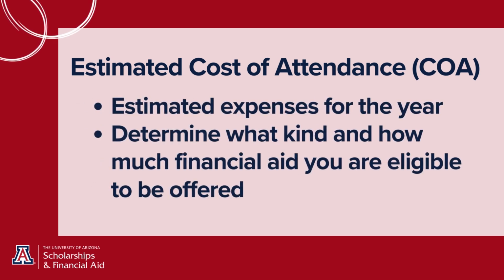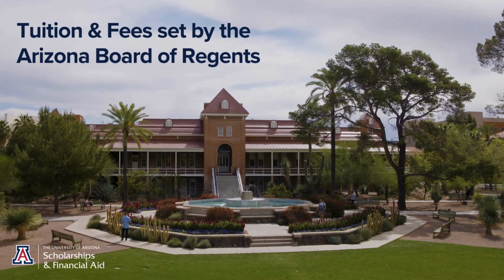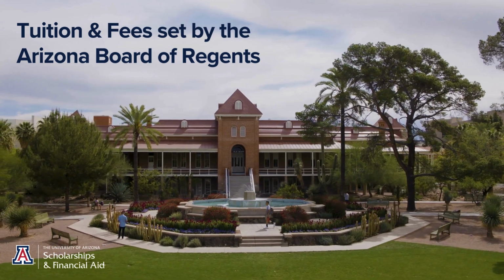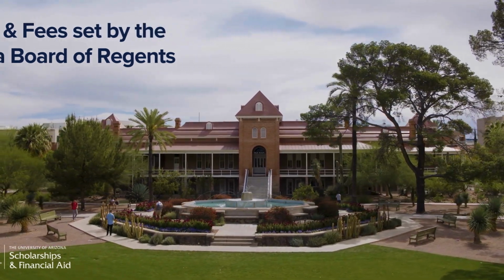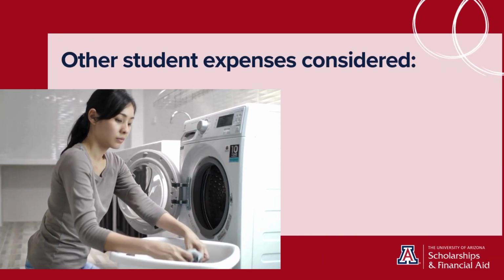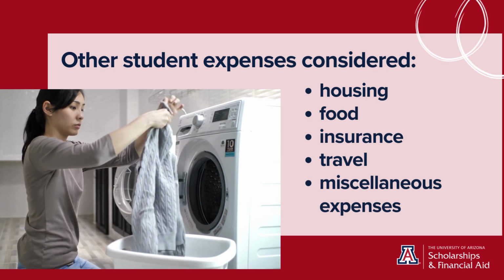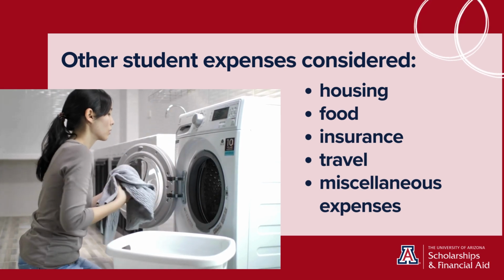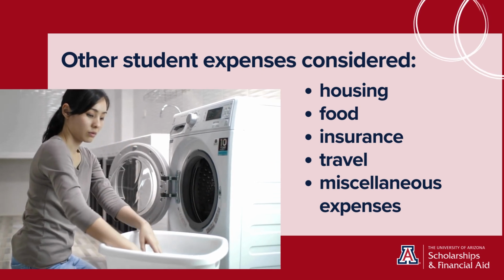The COA is built based on estimated expenses and is based on a typical student experience. Your costs may look different, but your COA also helps us determine what you are eligible for in financial aid. While most of the expenses listed here are projections, note that the base tuition and fees are actually set each year by the Arizona Board of Regents. All other categories are based on typical expenditures for an average student and determine what you may spend on things like housing, food, insurance, travel, and everyday miscellaneous expenses, like doing all that laundry. Keep in mind that these are just estimates and your costs may look different.